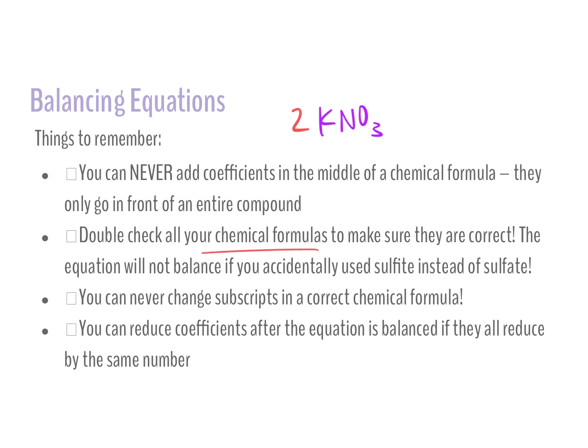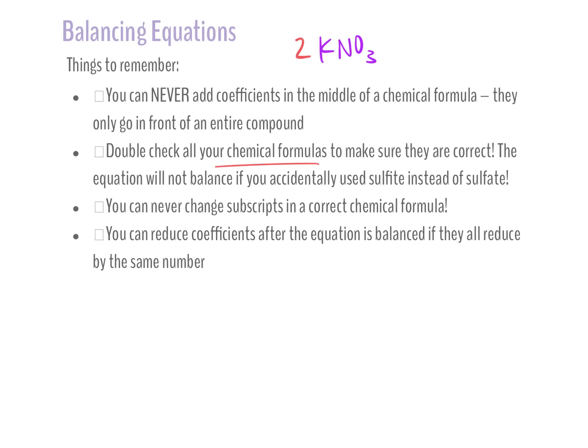Double check your chemical formulas. We never change subscripts in a correct chemical formula. So I can't just change that to be a 2 to make it balance. No. We have to make that work. And then we can reduce coefficients if they are all reducible by the same number. So let's say I had 4A plus 2B yields 6AB. Let's say I had balanced my reaction and that's what I got. Can my coefficients all reduce by the same number? Yep, so I should really say 2A plus 1B yields 3AB, right? I accidentally overshot it. It doesn't happen a lot, but if it does, you just reduce them down.